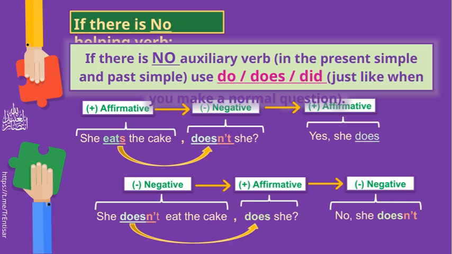So the most important concept here is that whenever there's no auxiliary verb in the sentence, we must insert do, does, or did to correctly form questions and negatives. This is essential for proper grammar and clear communication. It connects to our overall theme of understanding how to structure sentences correctly in different tenses.